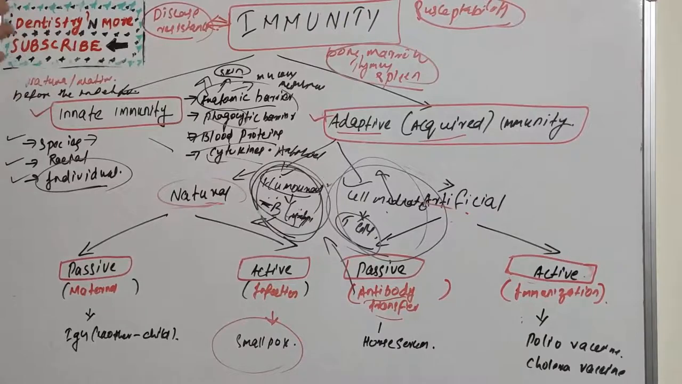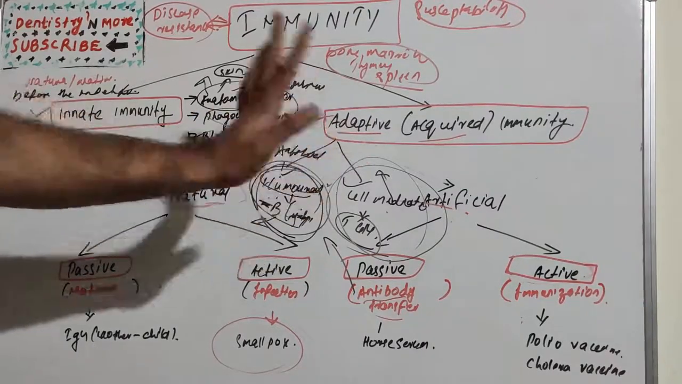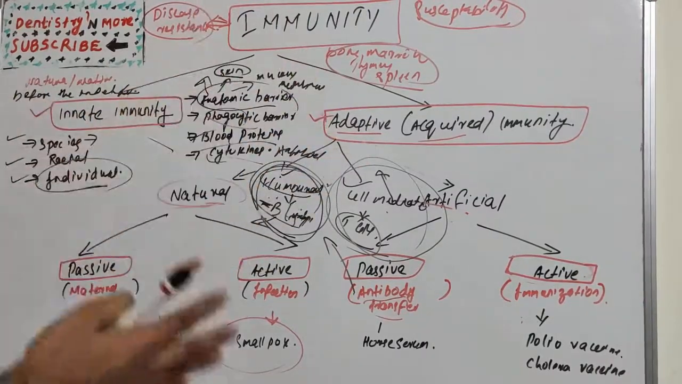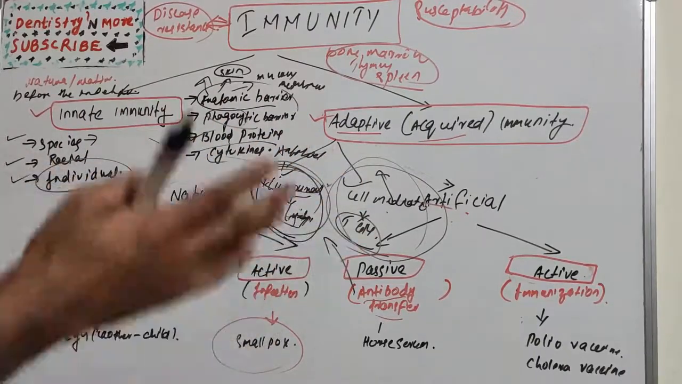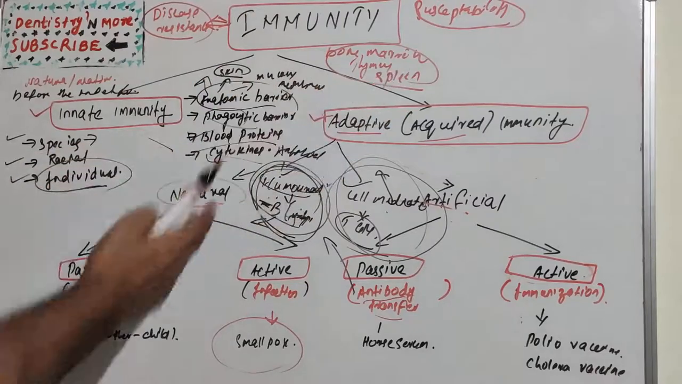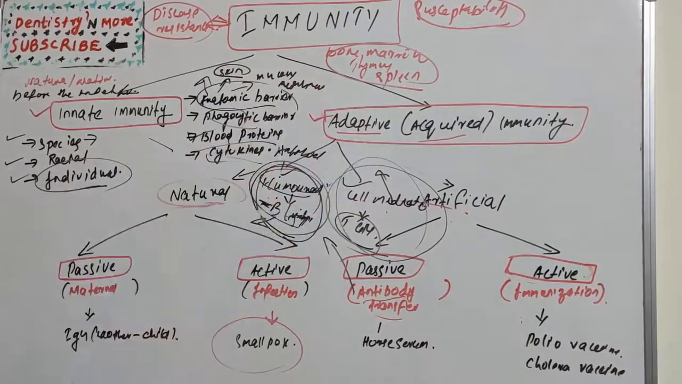We have basically two types. One is innate or native default immunity, and another one is acquired immunity. This is before infection, this is after infection. This again has all this classification: natural, artificial, passive, active. There is another classification of acquired one, which is humoral immunity and cell mediated immunity.